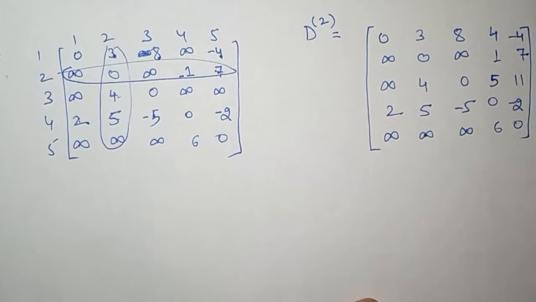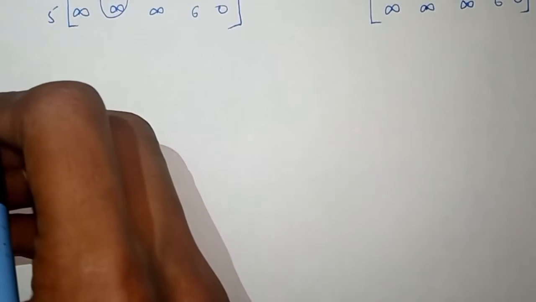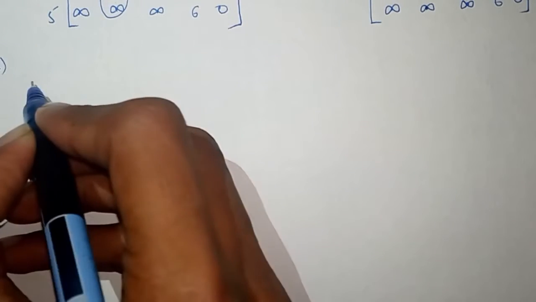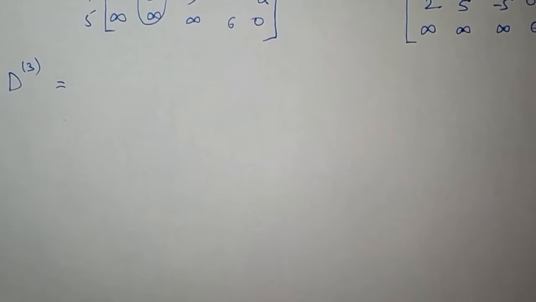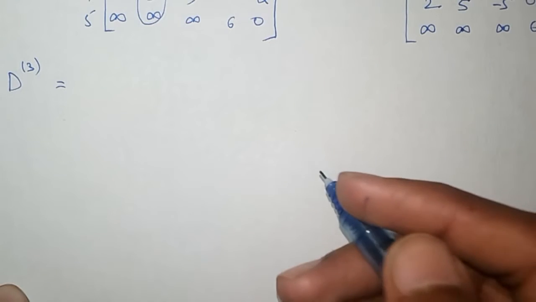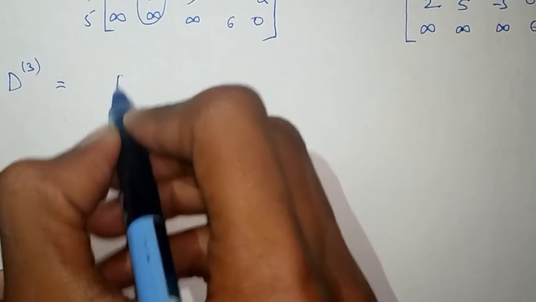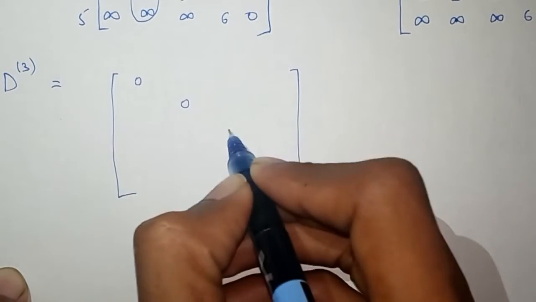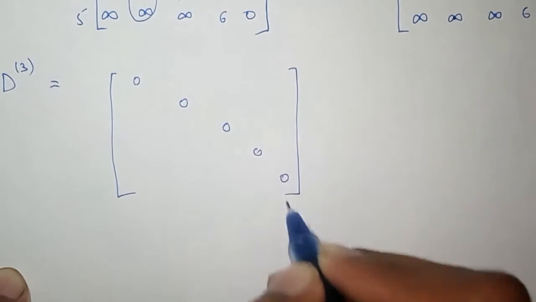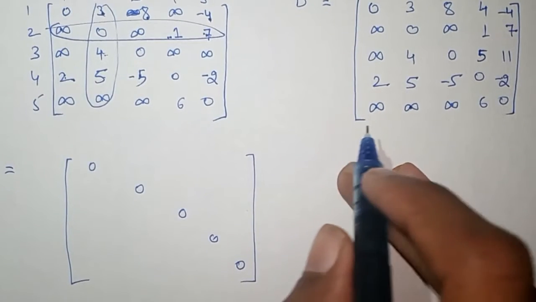For finding the D3 matrix, the same hack will be used. Here we need to find 5 matrices. Using the same trick, we can find all the 5 matrices. I am doing one more matrix. The diagonal elements will again remain 0, and I will do it like this.